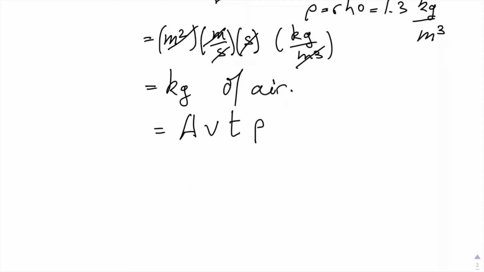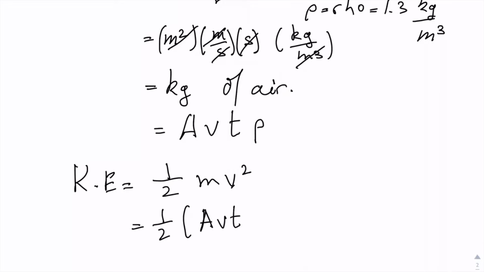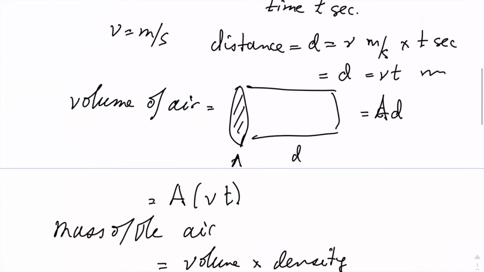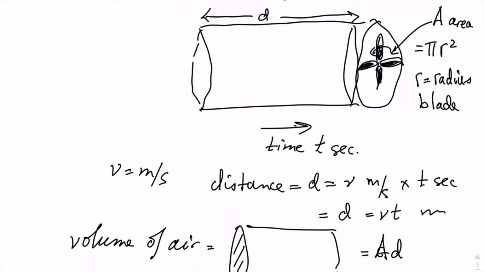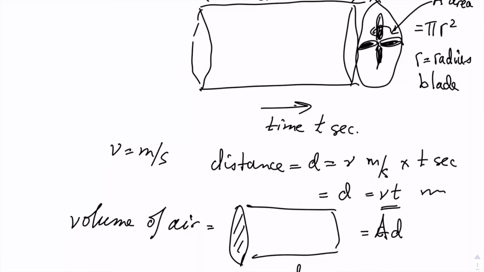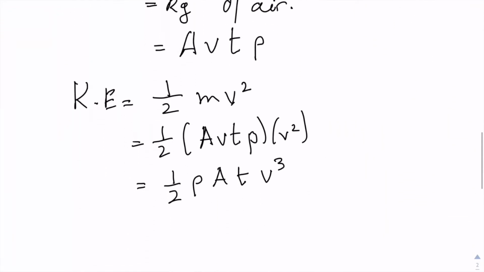Once we have the mass, we said the kinetic energy is 1/2 the mass times the velocity squared. So it's 1/2 A v t rho times v squared, and then we end up with a half, I'll put the rho in front, A t v cubed. So here we see where the cube of the velocity comes from. It's the velocity squared in the kinetic energy, but then the mass of the air that we get involves the distance of the tube, and that distance depends on the velocity of the wind. That's where we get the extra term for the cube of the velocity.